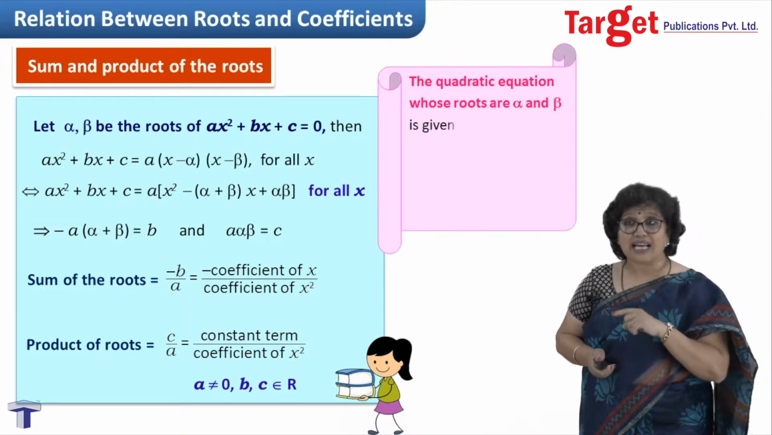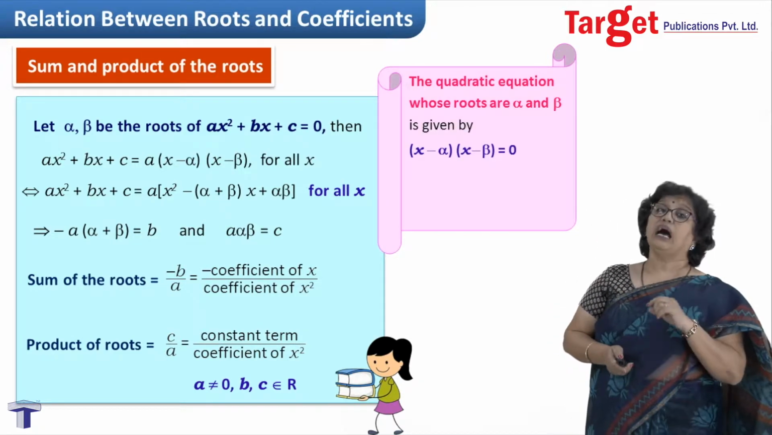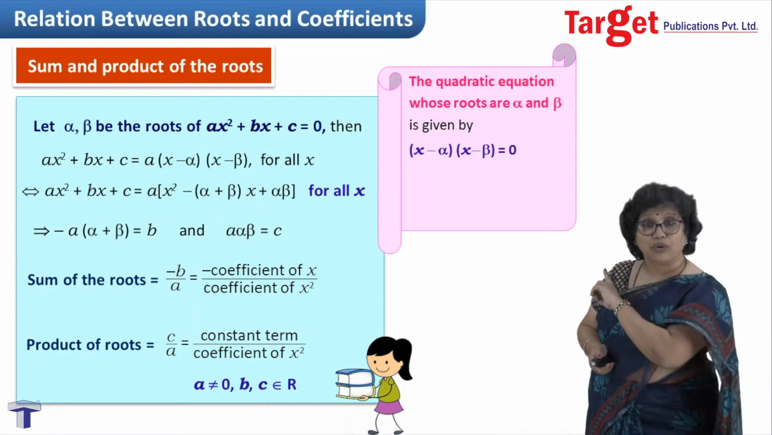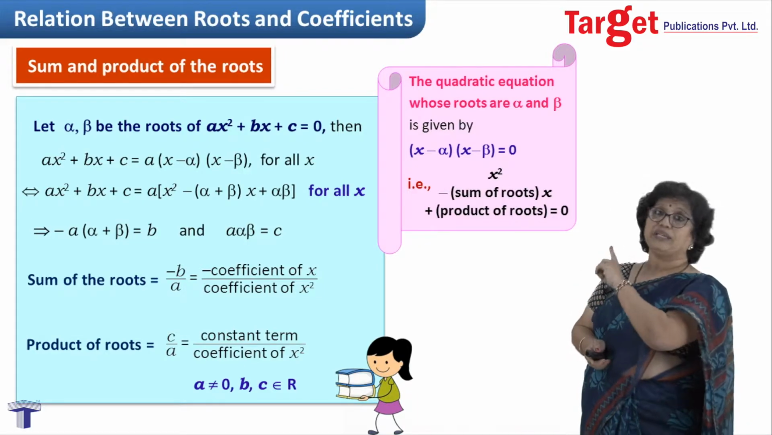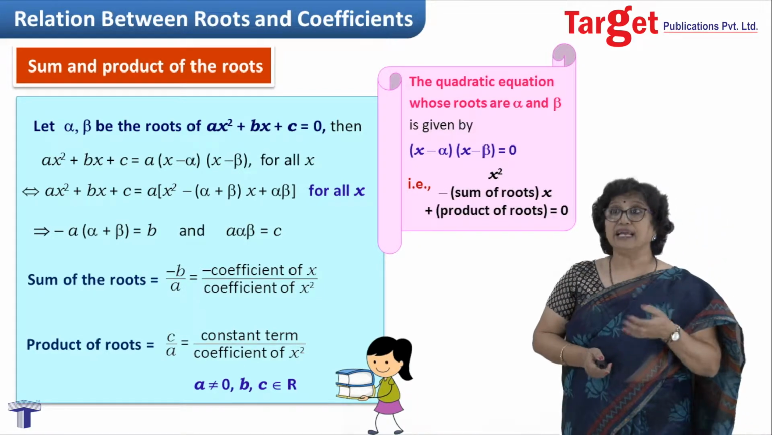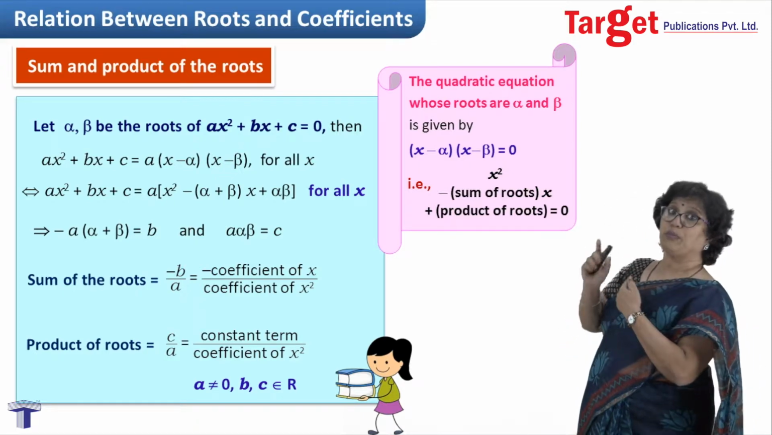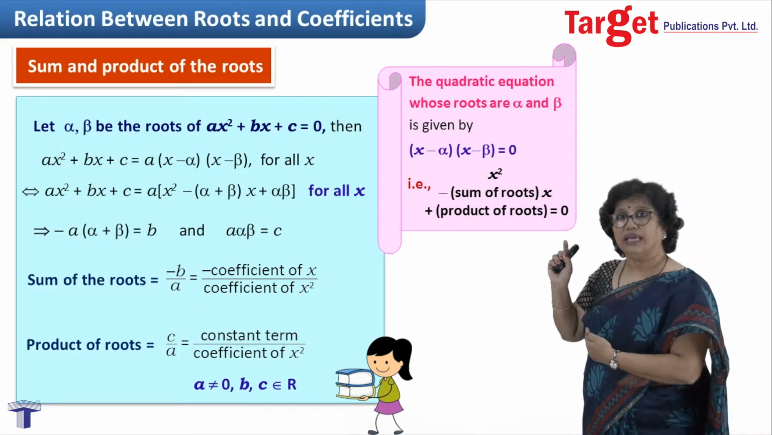Then I will write it as x square minus (alpha plus beta) times x plus alpha beta equal to 0, which is nothing but your (x minus alpha) into (x minus beta) equal to 0. And that is nothing but x square minus sum of the roots into x plus product of the roots equal to 0.